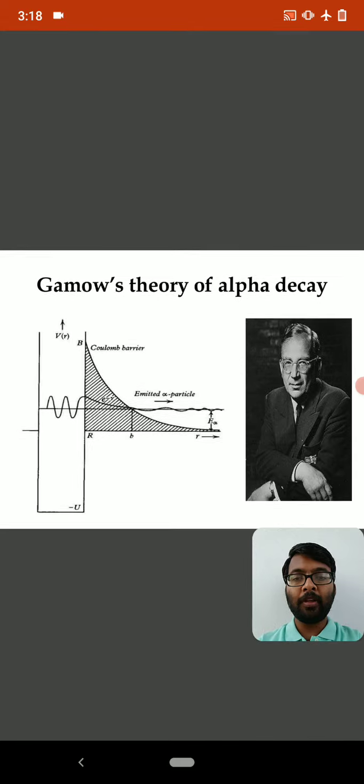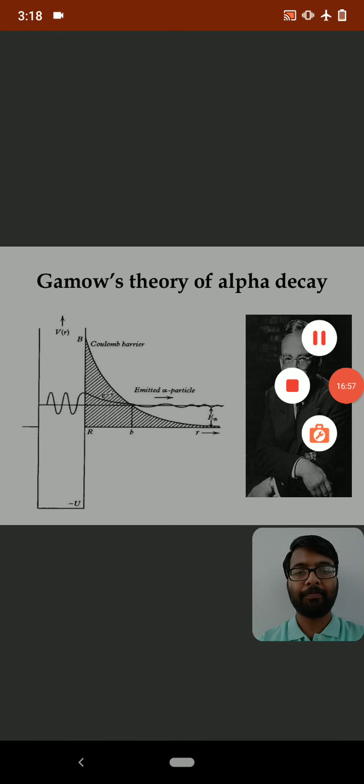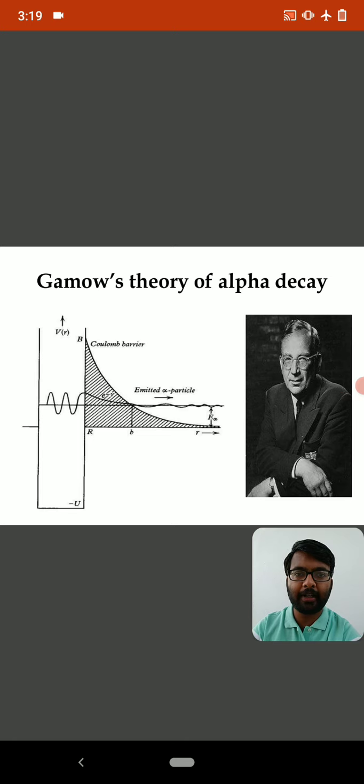So if classical theory fails, then the scientist George Gamow from Ukraine in the year 1928 explained this alpha decay process through the new principles of quantum mechanics. The right side photograph is of the scientist George Gamow, and on the left side we have the variation of the potential barrier as a function of U, that is the attractive force.